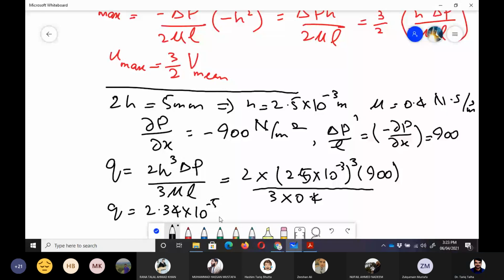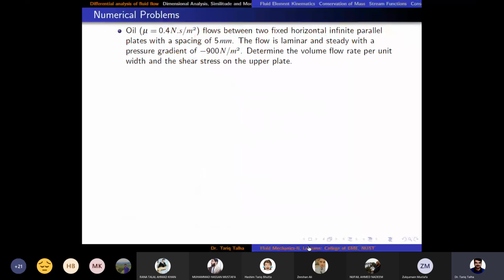meter cube per second. Because it is a volumetric phenomenon, I have written per meter cube. But if it is per unit width, we can equally write it as meter square per second. So now the second thing is the shear stress which this upper plate is experiencing.